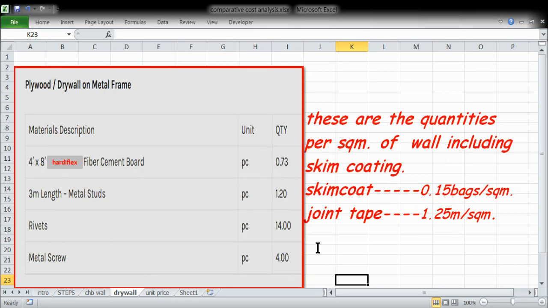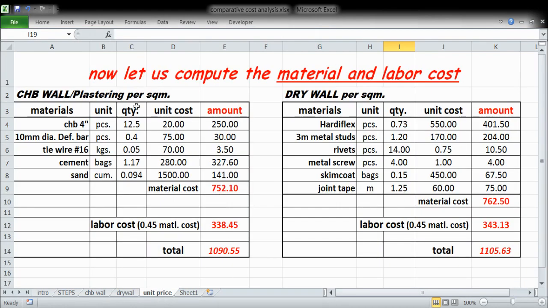By the way, all of these are also done in my previous videos on how to compute the unit cost for drywall and CHB wall, so watch my previous videos on CHB wall and drywall. For the skim coat, let us continue: 0.15 bags per square meter. Joint tape will be 1.25 meter per square meter. Let us now proceed to the unit price.